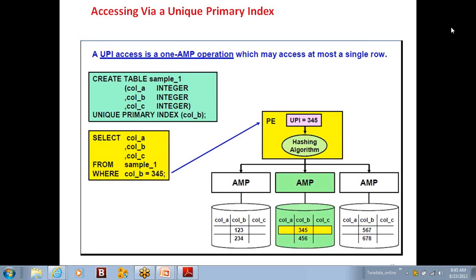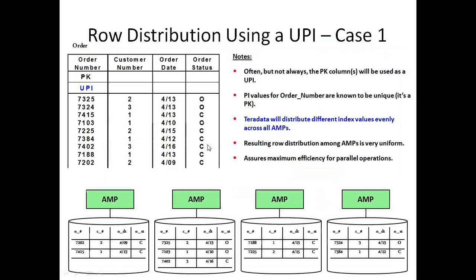Okay, so let us go ahead and see the next slide. These slides are examples of the row distributions. Here we have a table with order number, customer number, order date, and order status as the columns. Order number is the primary key here, so it is unique. So I may choose a unique primary index on the order number. If I choose order number as the unique primary index, the data distribution is like this.